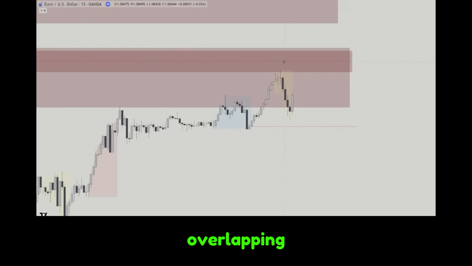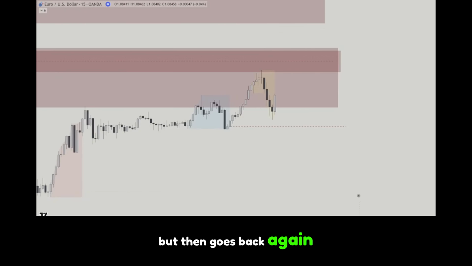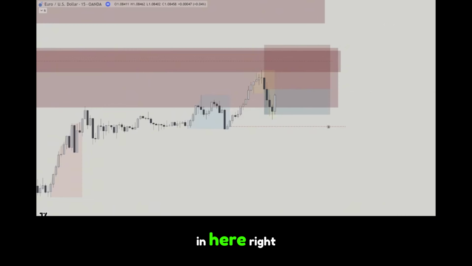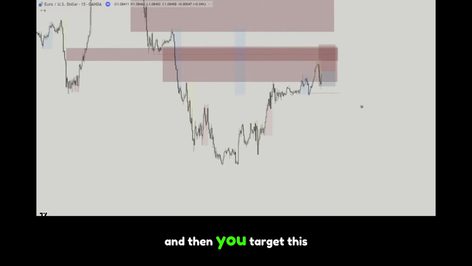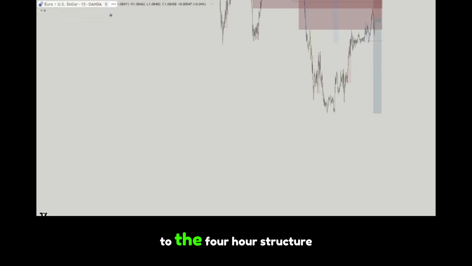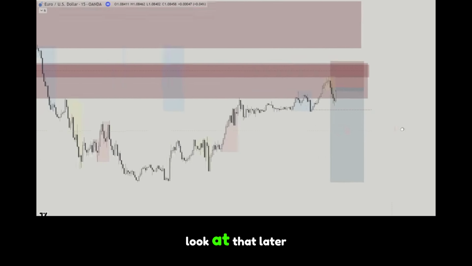And now it goes into the overlapping. And you see a lot of the time price doesn't come to the overlapping, but then goes back again. Let's say for this trade right here, you entered based on this change in delivery with a stop loss somewhere in here, right? And then you target this low and then extend it more to the 4-hour structure. But we're going to take a look at that later.